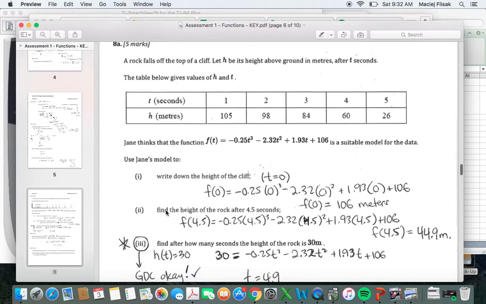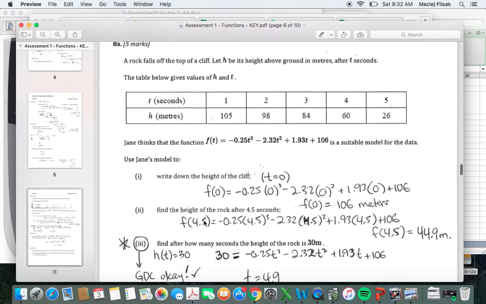Part two here: find the height of the rock after 4.5 seconds. If you look at the table, we know at 4 seconds it's here, at 5 seconds it's here. So at 4.5 it must be somewhere in between 60 and 26 meters. So we'll know our answer will be correct if we find something between there.